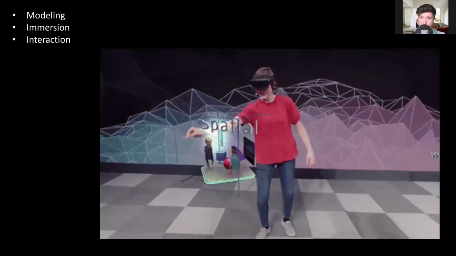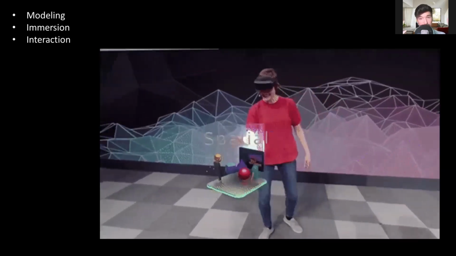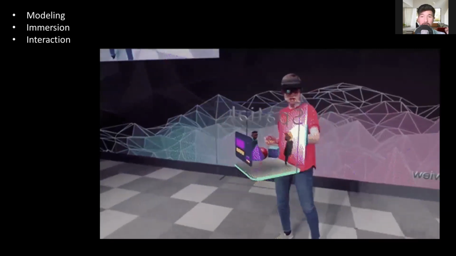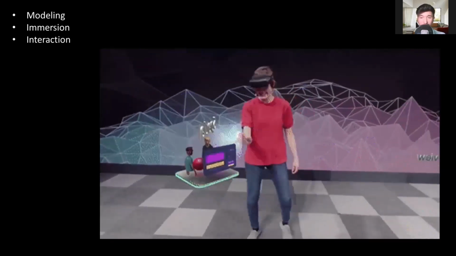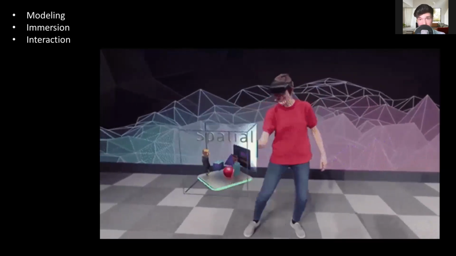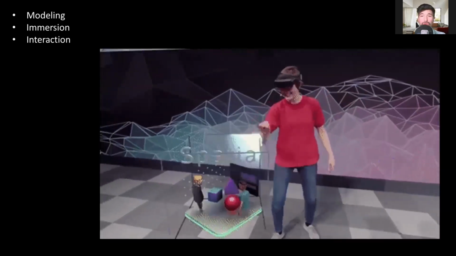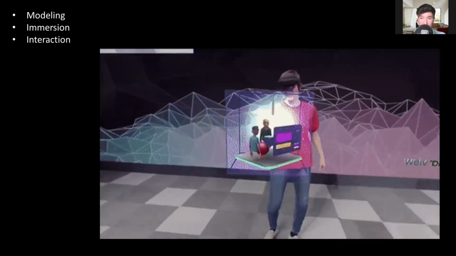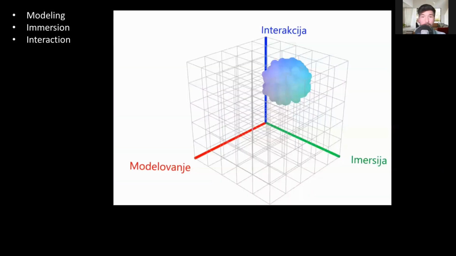So you have virtual elements and you have real world elements, which are more than virtual elements. However, you have a very large amount of interaction. You can move everything because Microsoft HoloLens recognizes your hands as well. And whatever you do, it's being tracked in the real world. So the immersion part is also elevated. If we wanted to place it somewhere, we can say it has a smaller amount of modeled elements. The immersion is high, but not that high, but the interaction is very high. So it would probably be somewhere in this portion.